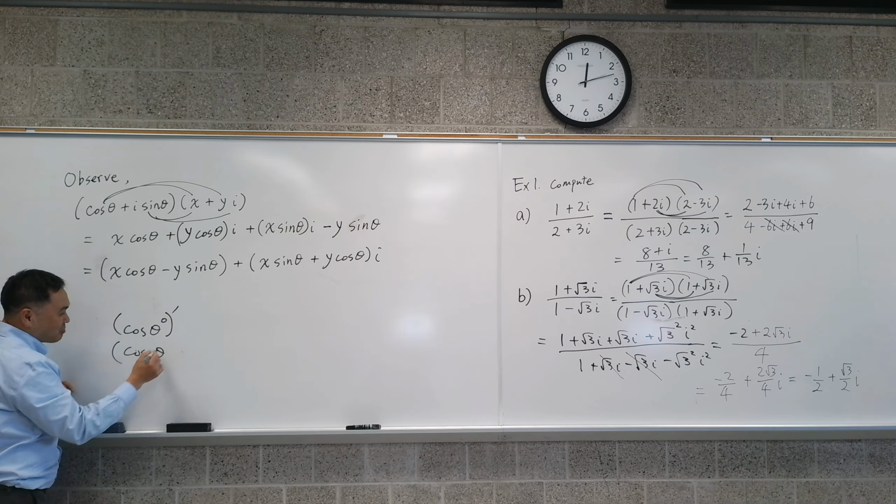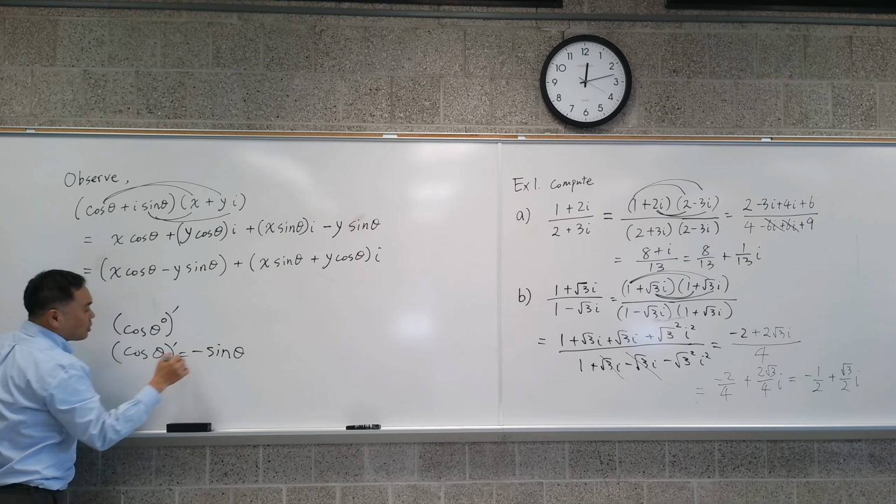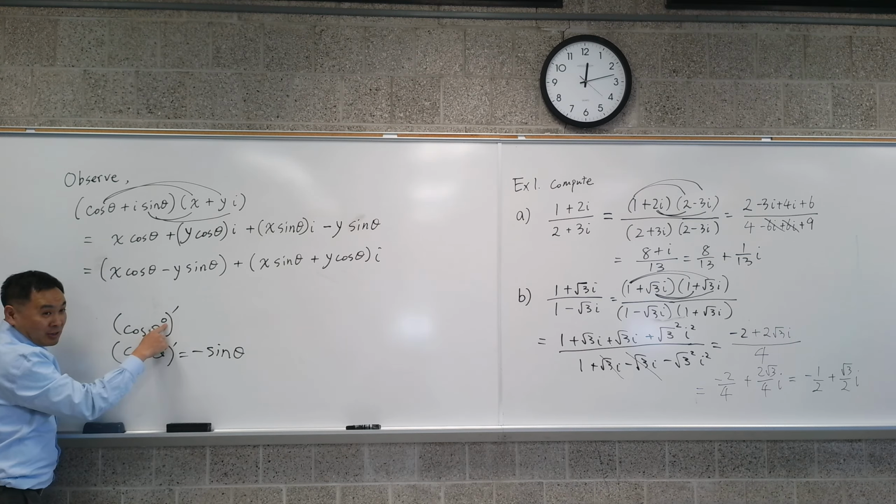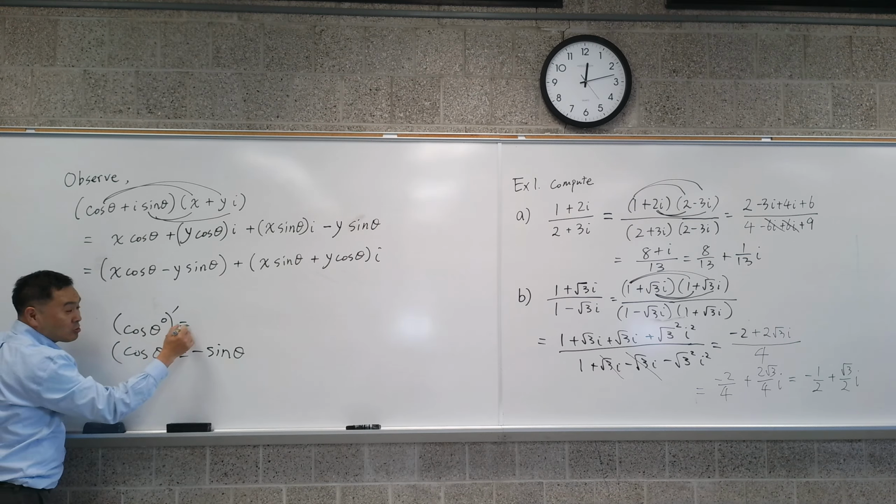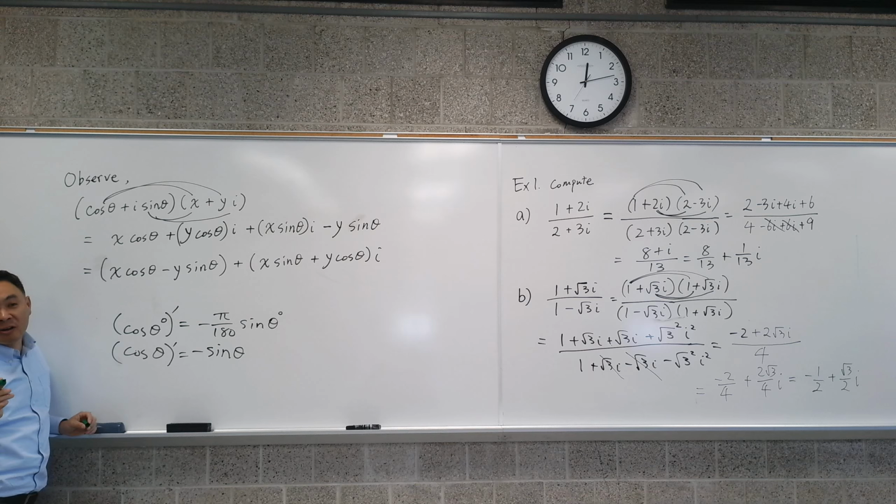What's the derivative of cosine theta? Negative sine theta. That everyone knows, right? What's the derivative of cosine theta degrees? That's going to be negative pi over 180 sine theta degrees. Did you know that? No. Next time, if somebody has a TI-Nspire or TI-89, put your calculator in degree mode and write down the derivative of cosine. It's going to give you this strange thing in the front. And you might be like, where the hell did this come from?